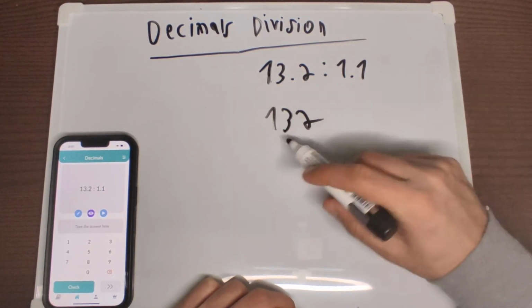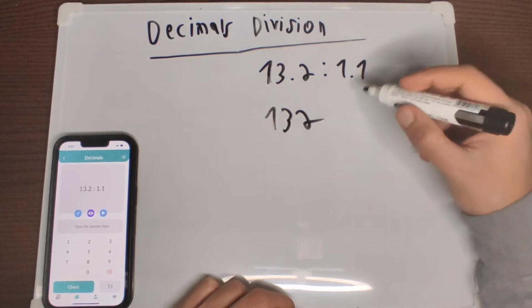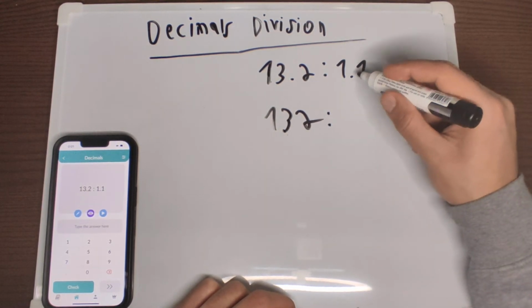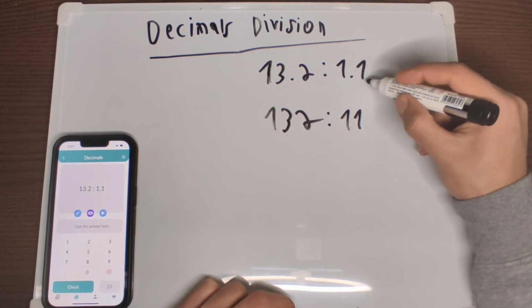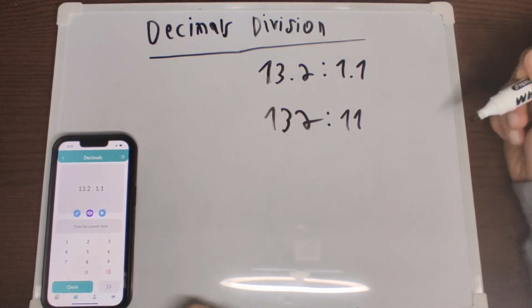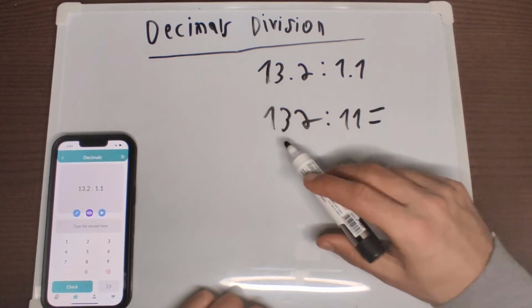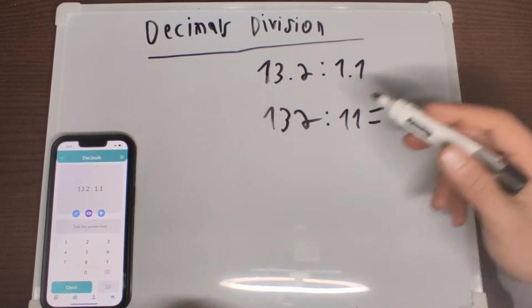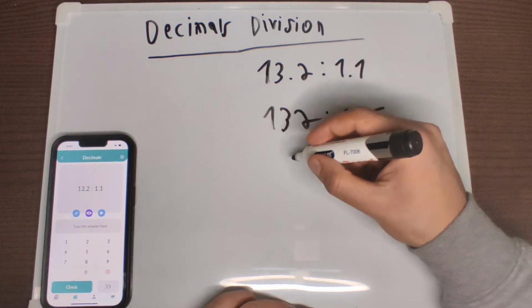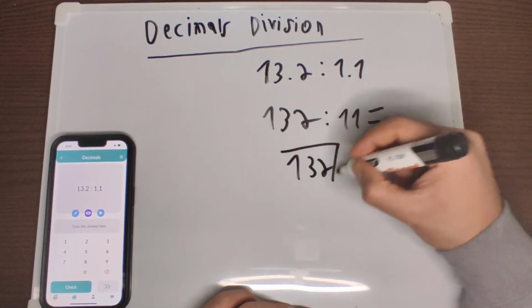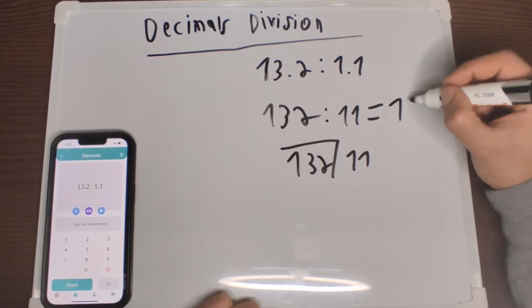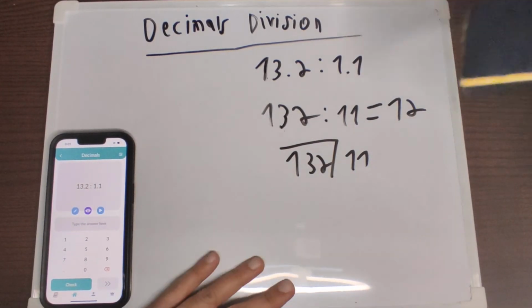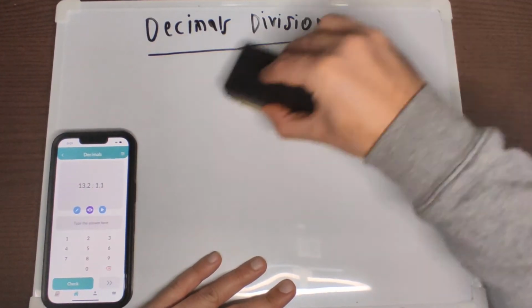So, let's multiply this number by 10. It becomes 132. And let's multiply this number by 10 and it becomes 11 because we moved the decimal point one place. And now, how can we solve it? We can solve it in our head. We can solve it in long division if we would like. So the result here is 12. Let's take a look at another example.